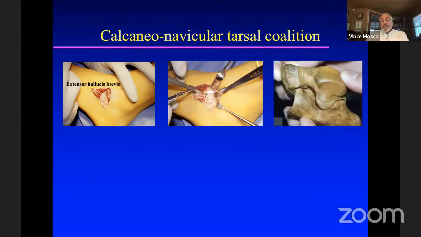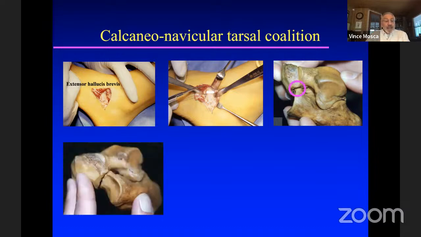Here are some bones that were presented in a study where many cadaver bones were evaluated, and they found coalitions in about 13% of them, not all calcaneonavicular, but this is what the bone model looks like. The calcaneus and the navicular come together. It looks like a joint, but there should be no joint there, and most of us don't have a joint there.